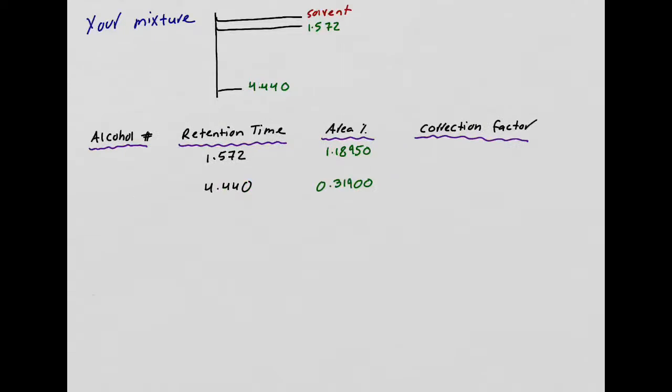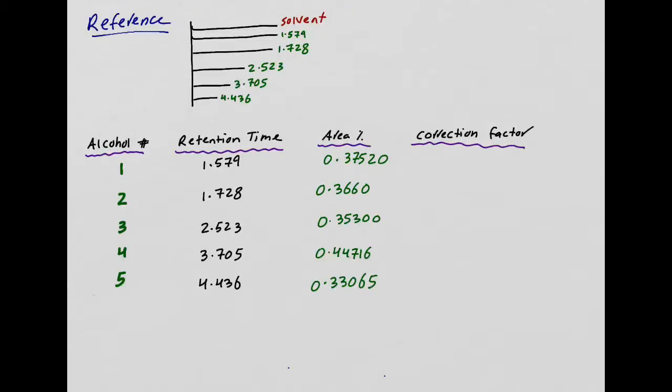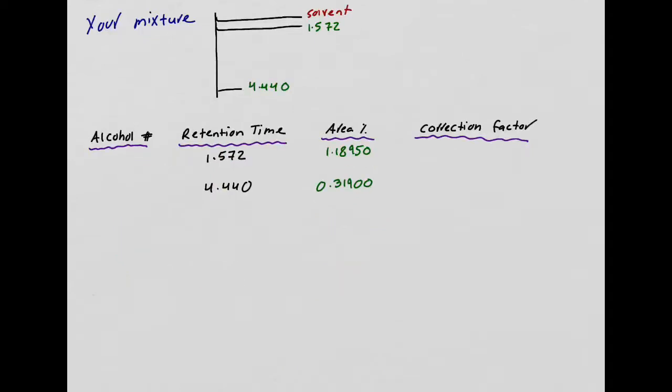So when I look at here, I have an alcohol with retention time 1.572 and an alcohol with retention time 4.40. So if I come over here and I try to match it up to these, I see that I probably have alcohol number 1 and alcohol number 5, because the retention time matches up.